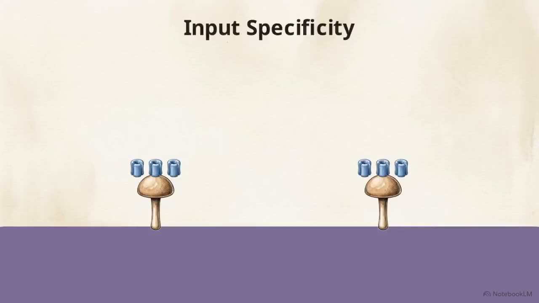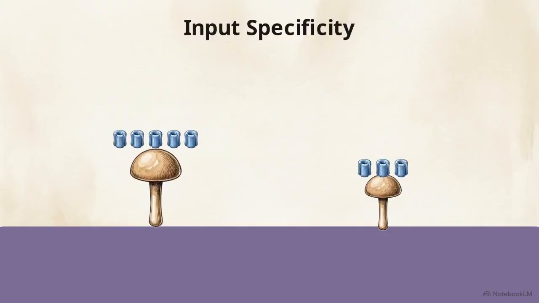When LTP is induced at one highly active synapse, it physically strengthens. But critically, the adjacent inactive synapses located on the exact same dendrite remain completely unaffected.